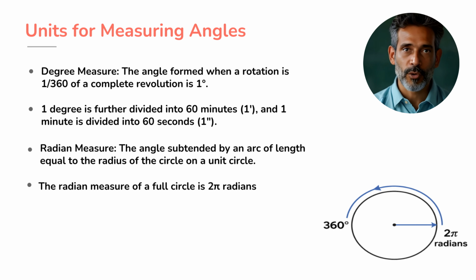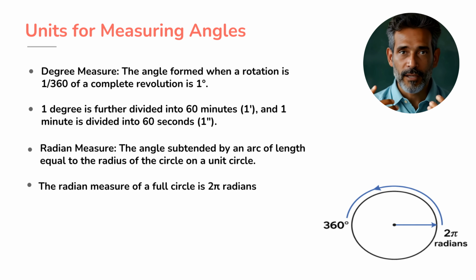There are two main units used to measure angles: degrees and radians. The degree measure is the more familiar unit, where one complete rotation equals 360 degrees. Think of the rotation of a clock, a full circle. One complete revolution is 360 degrees. If we break it down further, 1 degree is divided into 60 minutes and 1 minute into 60 seconds.